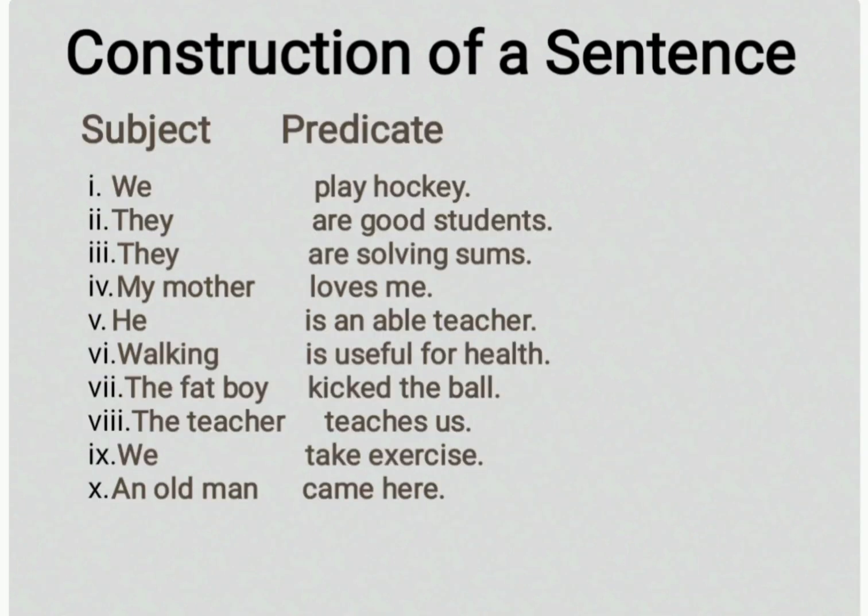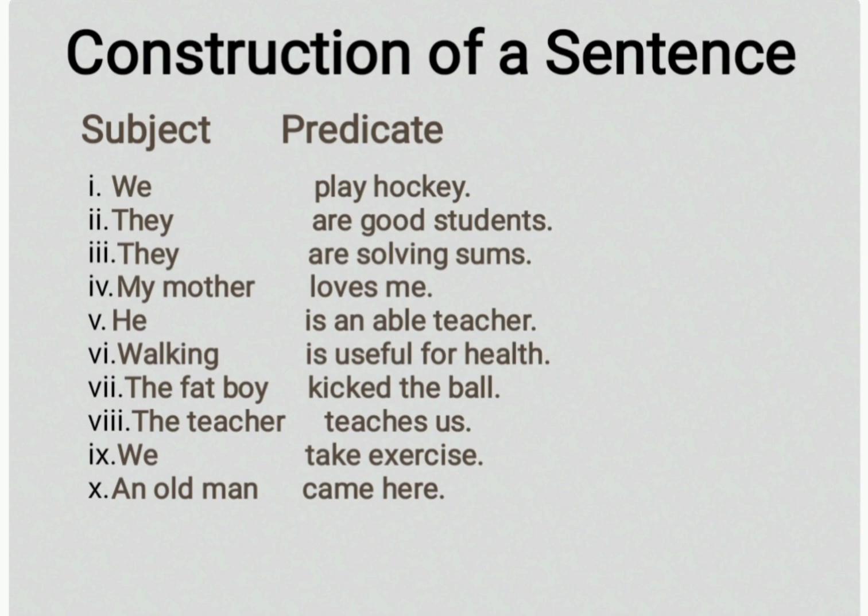In order to understand the subject and the predicate, we will see different examples. Let's see the first example. We play hockey. Here the word we is the subject and the remaining part of the sentence, play hockey, is the predicate. In the next sentence, they are good students. Here the word they is the subject and are good students is the predicate. In the next example, they are solving sums. Here the word they is the subject and are solving sums is the predicate.